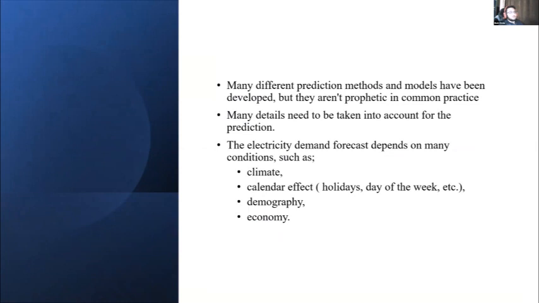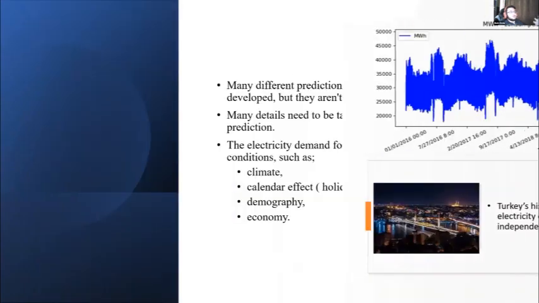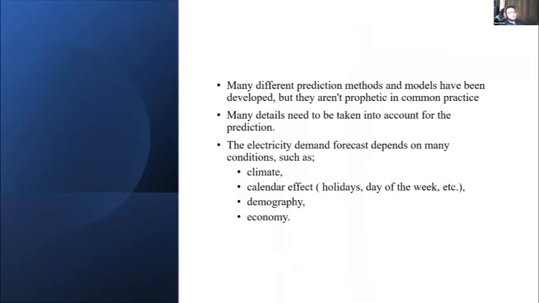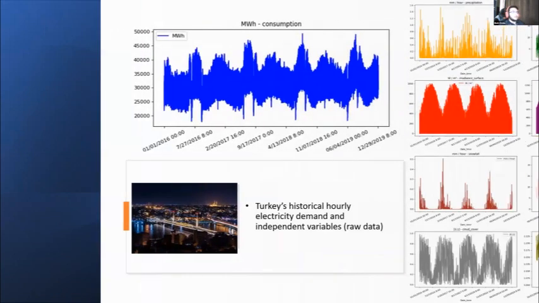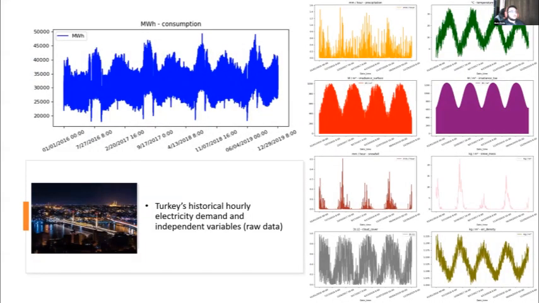Many different prediction models have been developed for many countries, but they aren't prophetic in common practice. The electrical system is very complex, so many conditions should be considered. I thought the consumption is related directly to the climate and calendar effect in the short term. Then I created the model. These are my raw data.